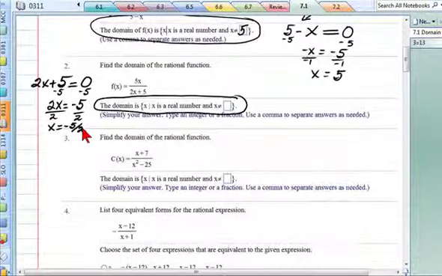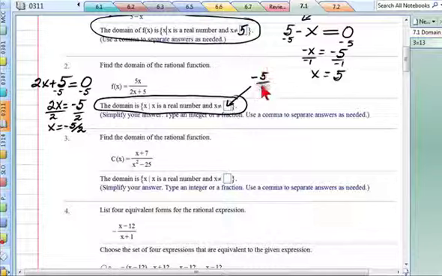What did you just find? The number that makes the denominator equal to 0. And that number must be excluded from the domain. So the domain is all the real numbers, but x cannot equal, what will I put in here? Negative 5 over 2. And please go ahead and leave it as a fraction. Don't type it as a mixed number. Don't type it as a decimal.